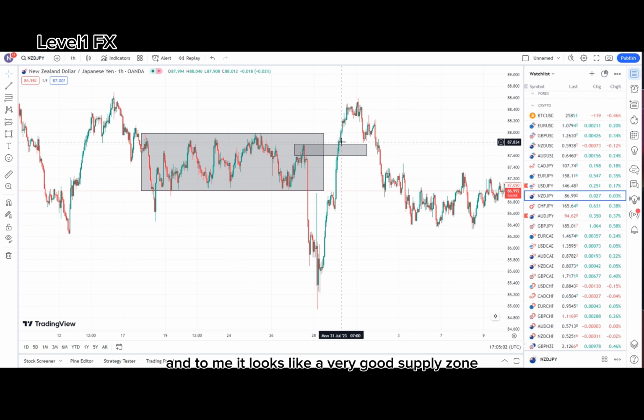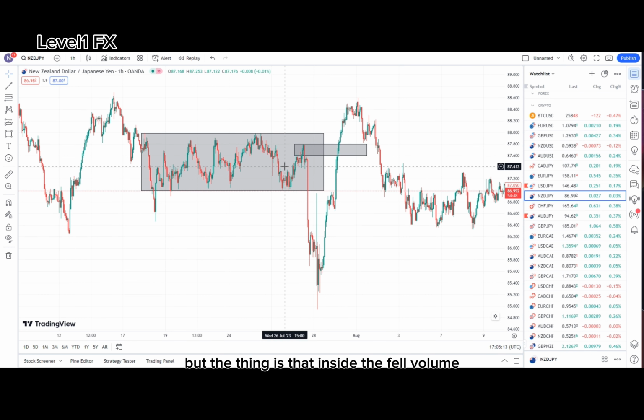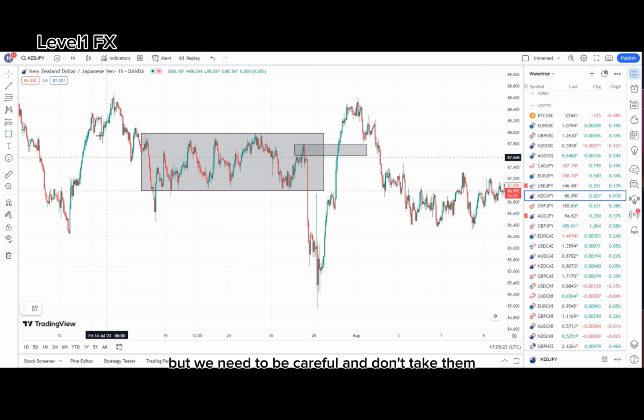And to me, it looks like a very good supply zone. Look how it went down very strong. But the thing is that it's inside the fair value. That's why it doesn't work. And we will find a lot of zones like these, but we need to be careful and not take them.